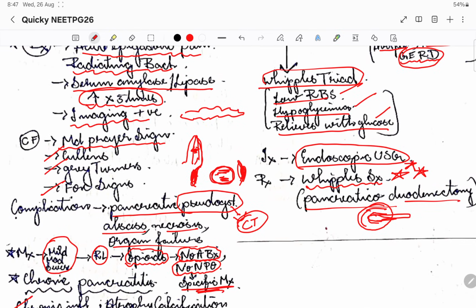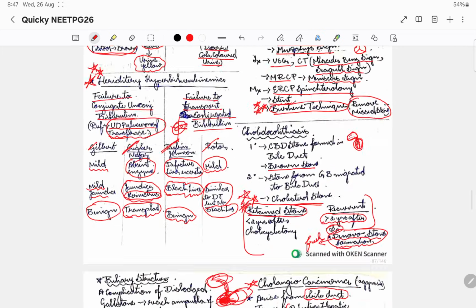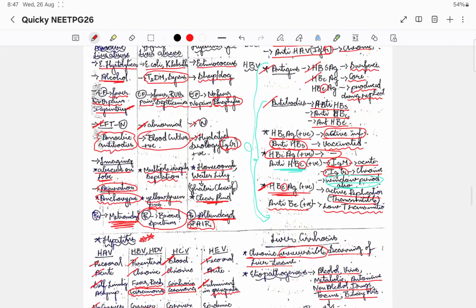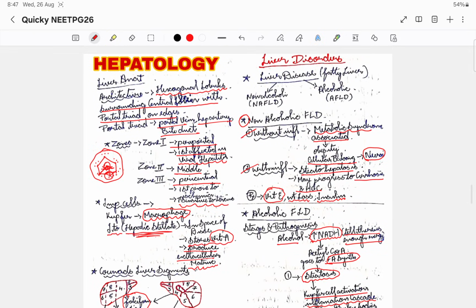So this is all and everything you need to know with respect to pancreatic disorders, and we are done with the entire hepatology. Meaning we are done with the abdomen chapters. Now we'll be going on to pelvis chapters, that is, we'll be dealing with nephrology, and then we'll go on to obstetrics and gynecology with respect to pelvis. Okay, thank you.